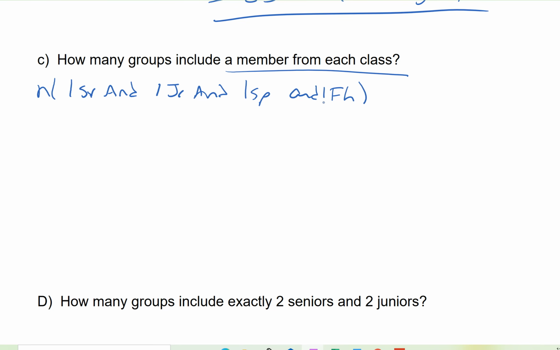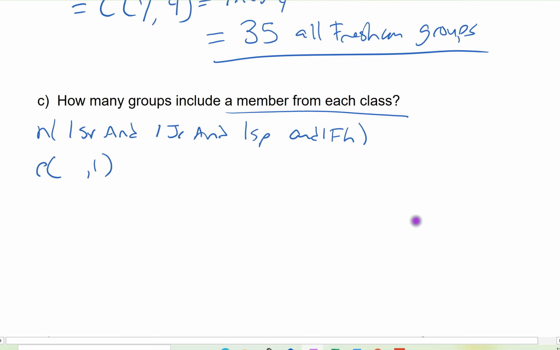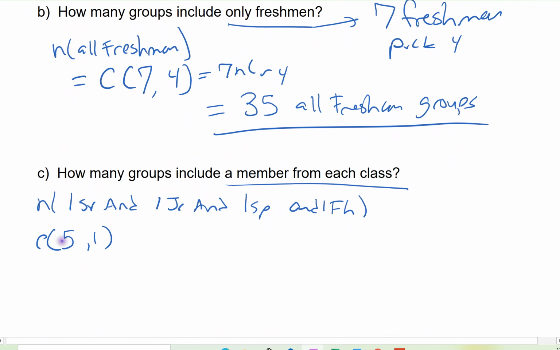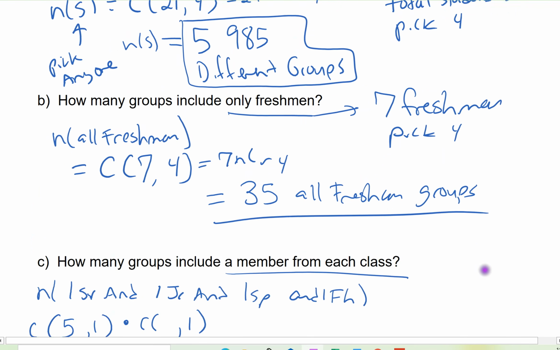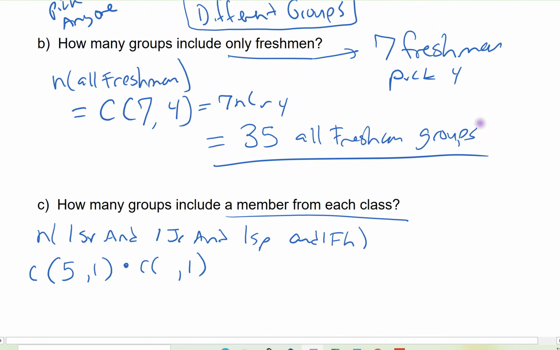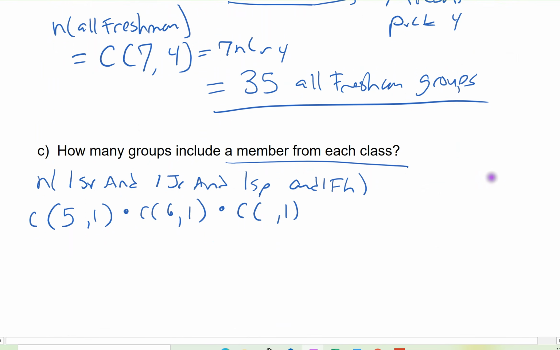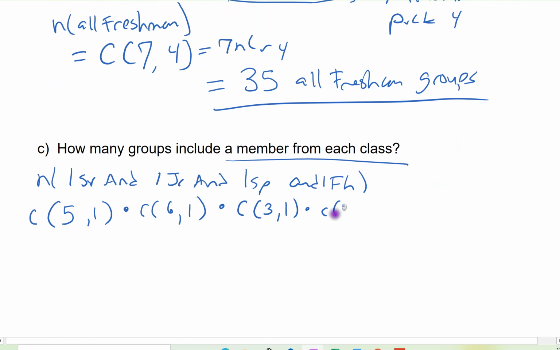Well, to pick those, I'm doing combinations. So I'm going to choose 1 senior out of 5. And I'm multiplying because it's and. Combination, I'm picking 1 junior out of 6. And combination, choosing 1 sophomore out of 3. And I'm going to pick 1 of the 7 freshmen.